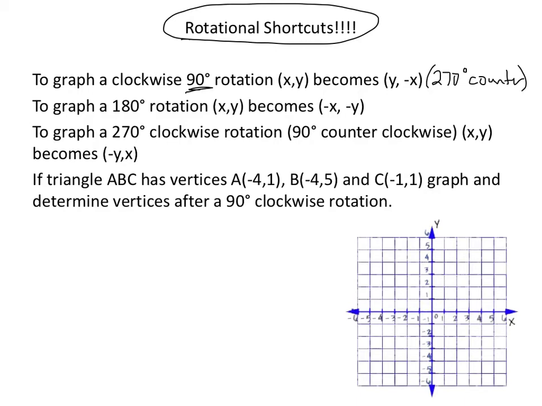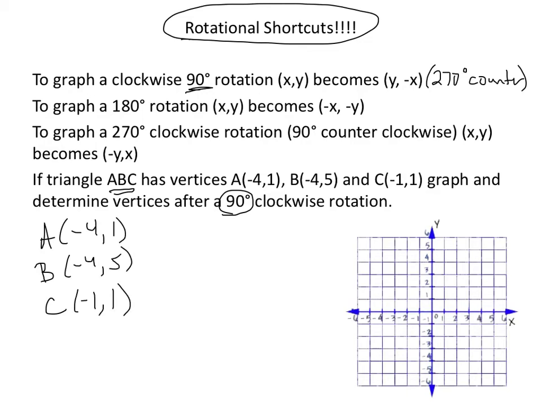Now using this information, we can graph triangle ABC and its rotation after a 90 degrees clockwise rotation. So we have A, B, C. A starts out at -4, 1. B is -4, 5, and C is -1, 1. I'm just going to go ahead and graph those original points for us. So -4, 1, is A, B is negative 4, 5 is B, C is negative 1, 1. That's C.